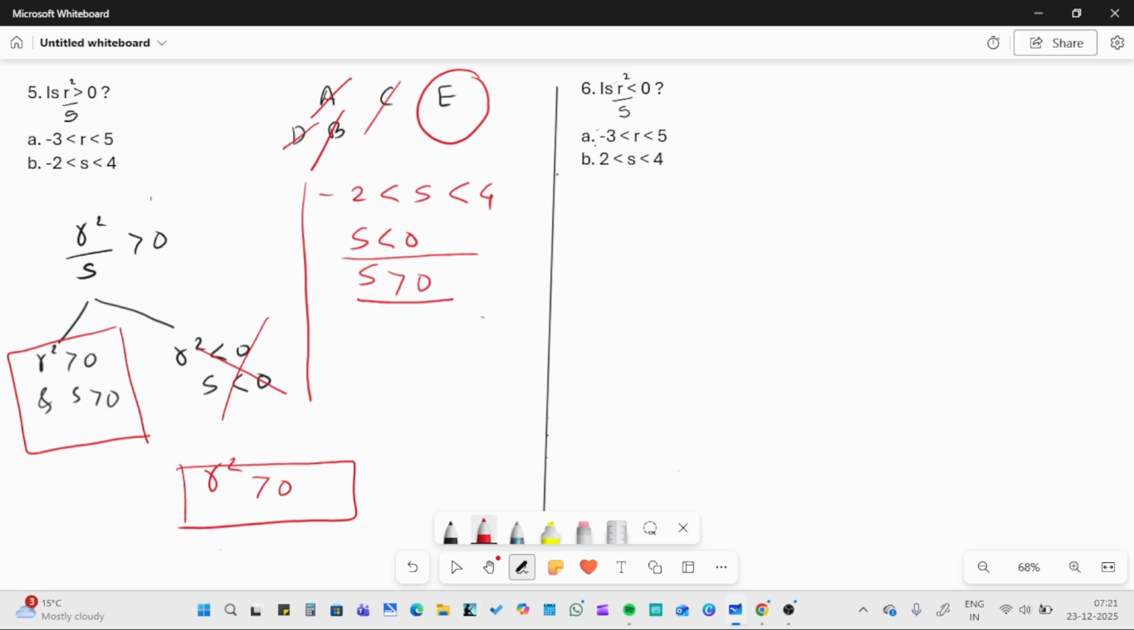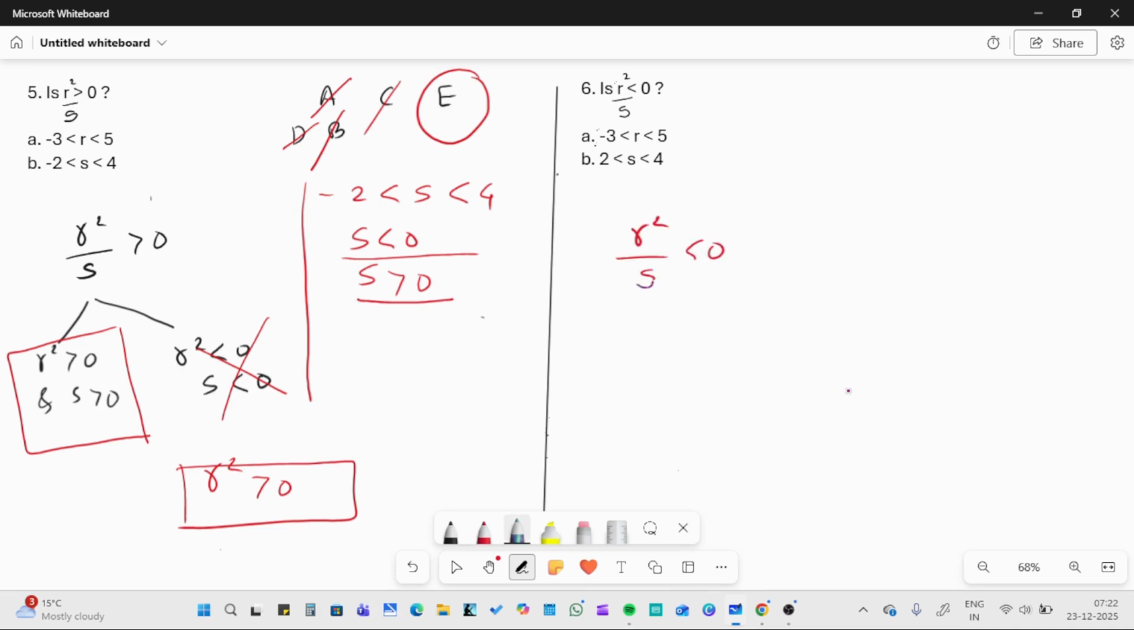Similar question we have here. Let's see. The question is, is r square over s negative? The first statement says that r is anywhere between negative 3 to plus 5, and statement B says s is anywhere between 2 to 4. Now they are asking if this is negative.